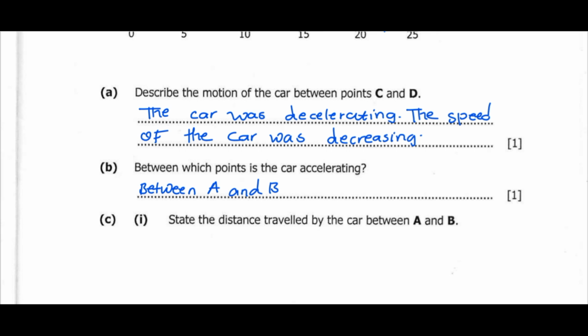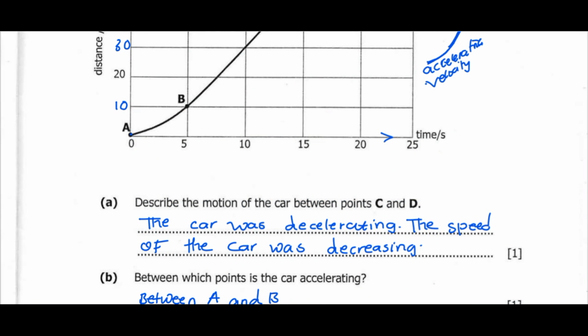Then state the distance traveled by the car between AB. So for AB, we just want to find the distance in AB. Now, the point here is, if you mistake this graph for the velocity time graph, we know that whenever we are finding the distance for a velocity time graph, we are supposed to find the area. But under this one, no need of calculating the area. So we just want to find the distance at B.